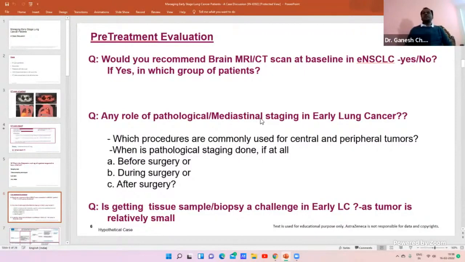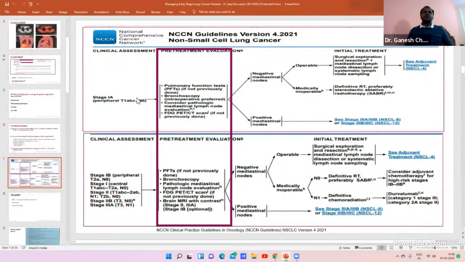Any role of pathological mediastinal staging in early lung cancer, before surgery, during surgery, or after surgery? Actually, in T1 A, B, C lesions, stage 1A, we should do only bronchoscopy. Otherwise, from 1B onwards, we should upfront investigate whether there is a mediastinal node or not. Accordingly, as per the staging workup, as per stage, we should go ahead with treatment.